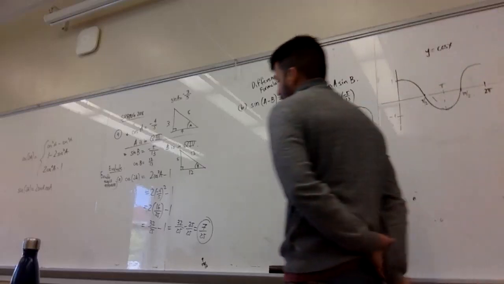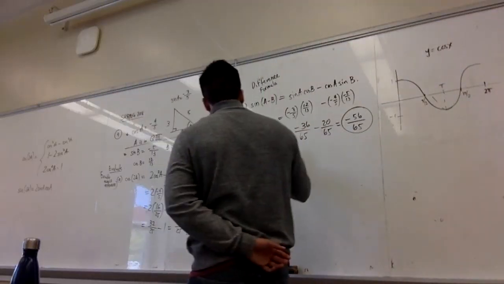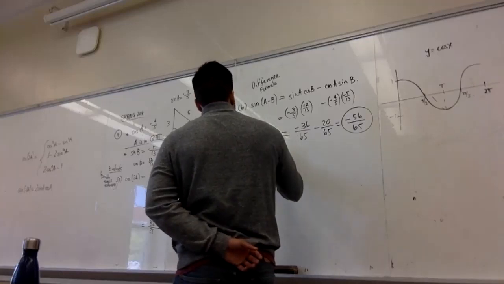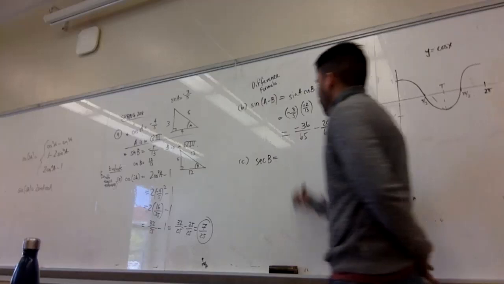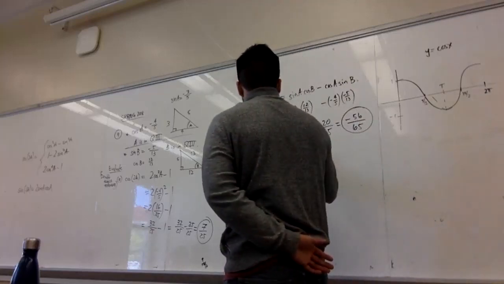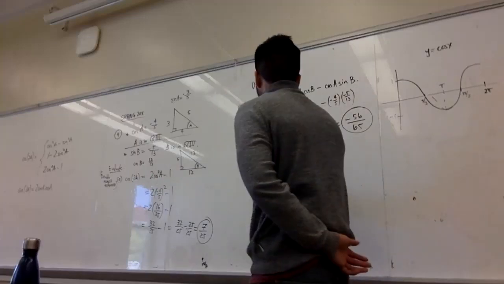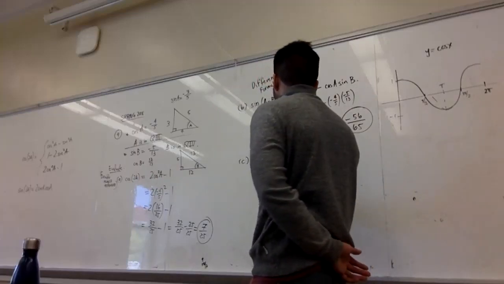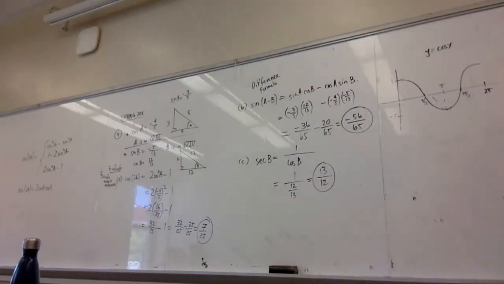So we got A, we got B. And what's C? C is secant of B. This is the easy money, right? What's secant again? 1 over cosine. What's cosine B? This is the easiest one of these. So 1 over 12 over 13 is? Done.